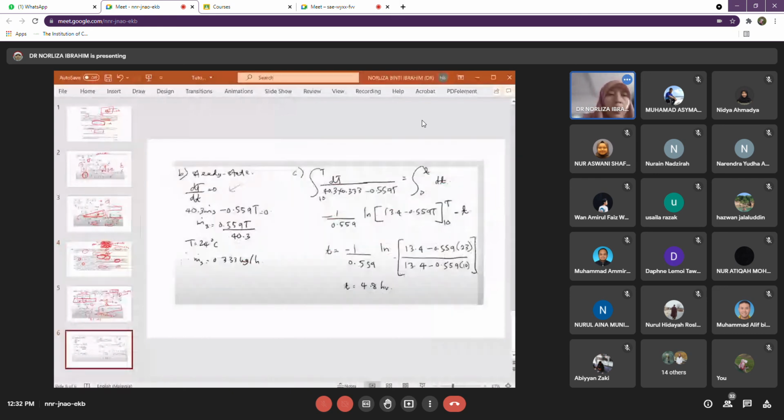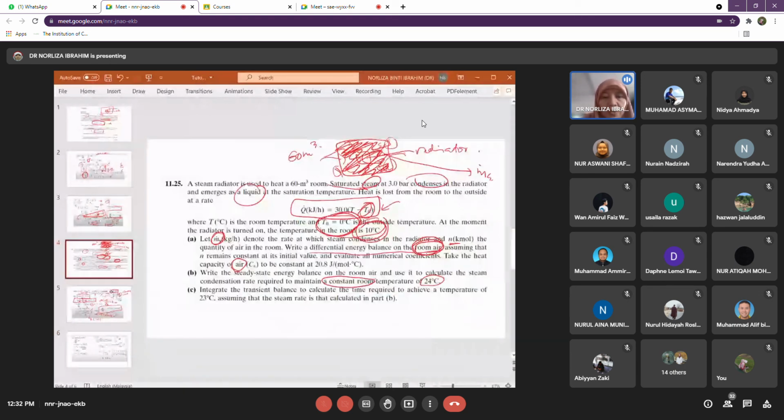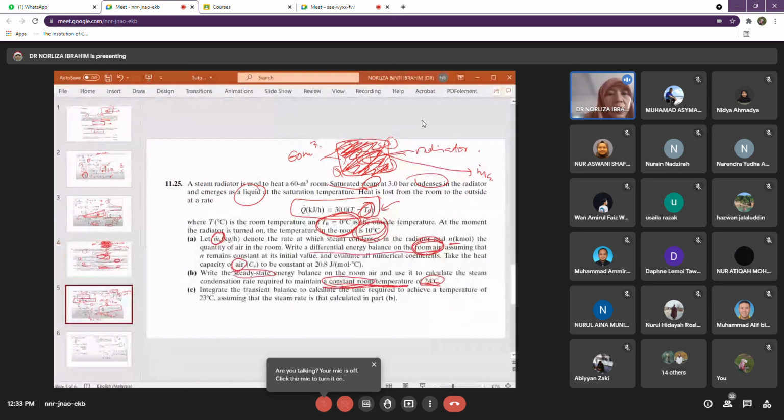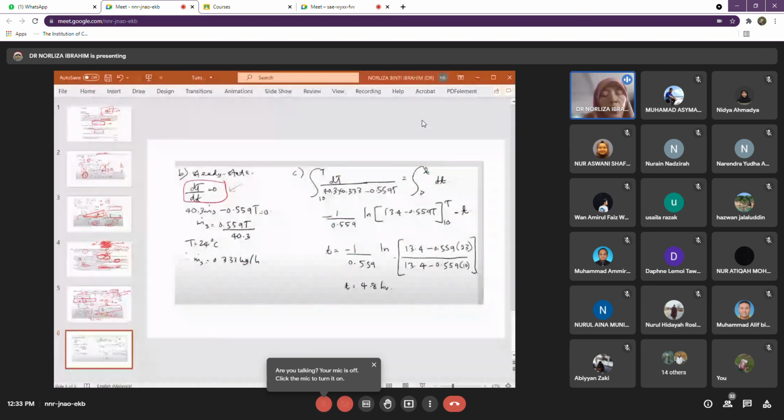It is steady state, actually. A constant room temperature of 24 degrees C can only be achieved at steady state condition, where dT over dt is 0. So when you put 0, you get this expression. To maintain steady state temperature at 24 degrees C, you replace T with 24. So the condensation rate will be 0.333 kilogram per hour. That is the rate of condensation from saturated steam to saturated liquid in the radiator in the room.